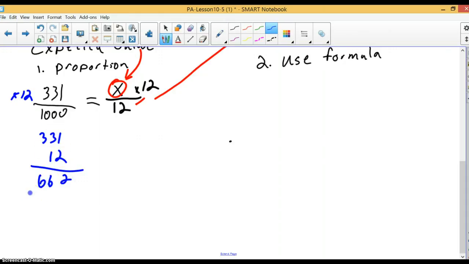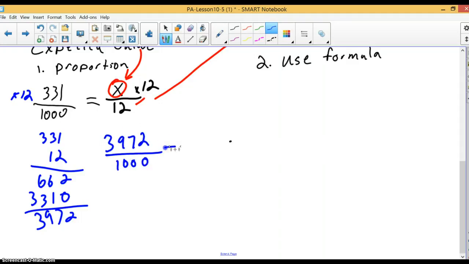So we get 662 and 3,310, adding those together. So we have 3,972 on top, and 1,000 is still on the bottom. So 3,972 over 1,000 equals x, and then we simplify to get 3.972 equals x. So we expect 3.972 hits.